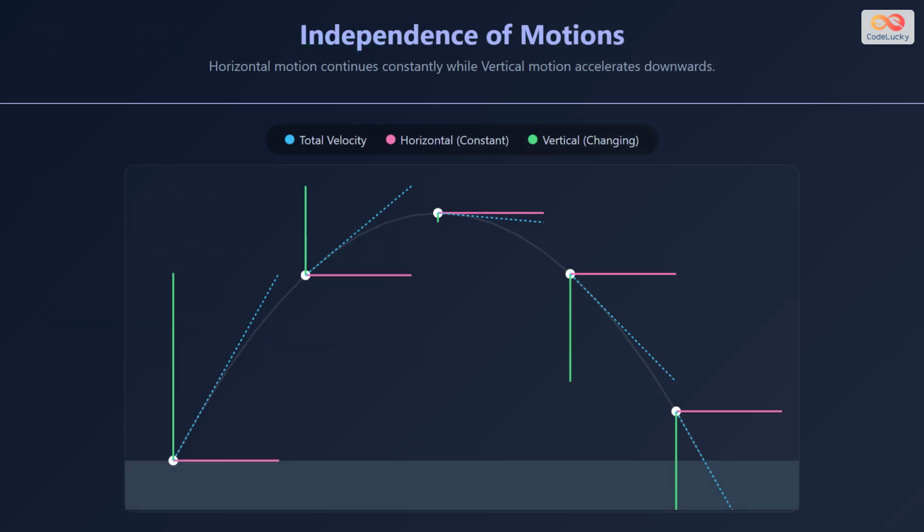When we combine these two independent motions, we get the trajectory. The object moves forward at a steady pace while simultaneously going up and down. This independence is a crucial concept in physics. Even though the path looks curved, we can calculate the position at any point by calculating x and y separately.